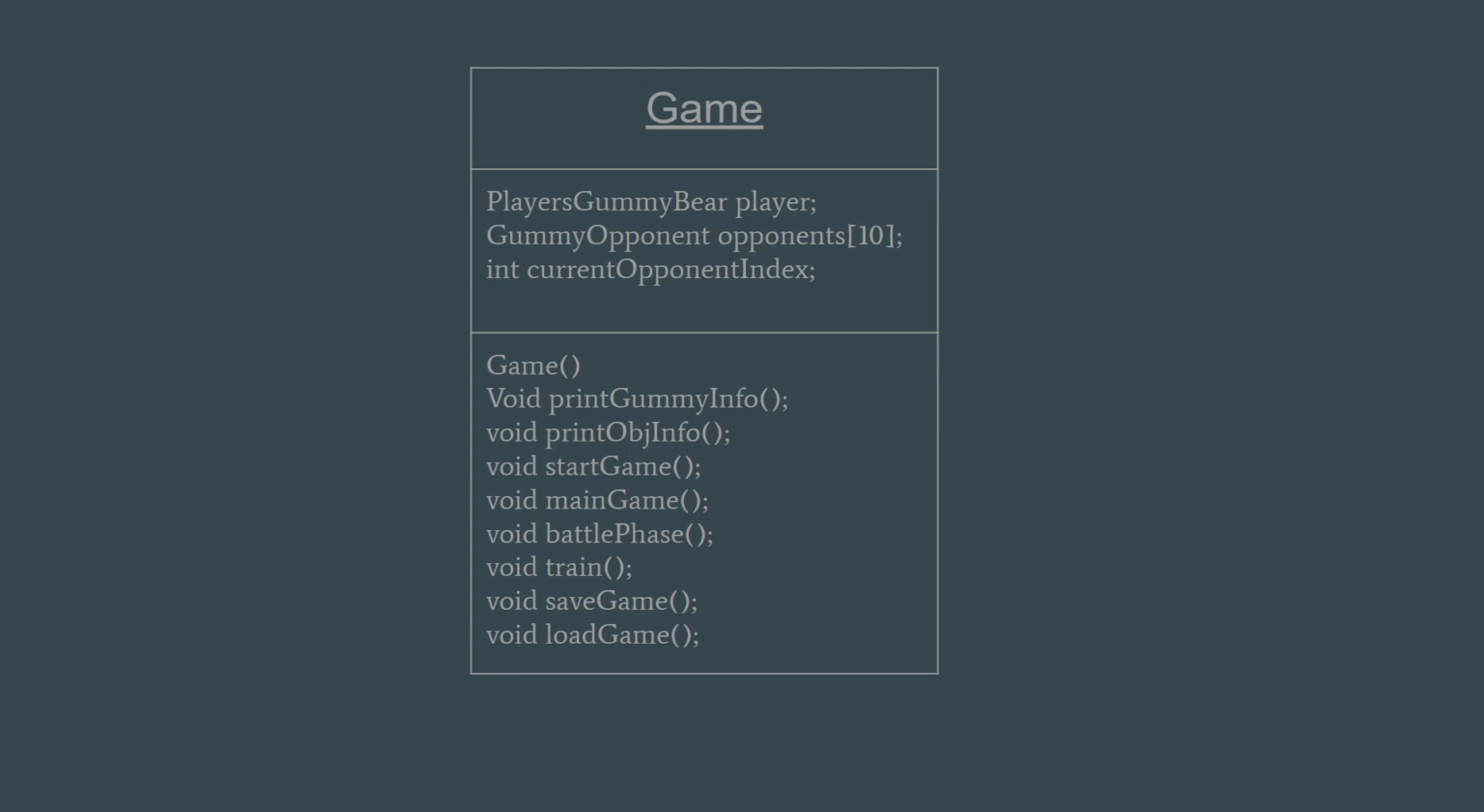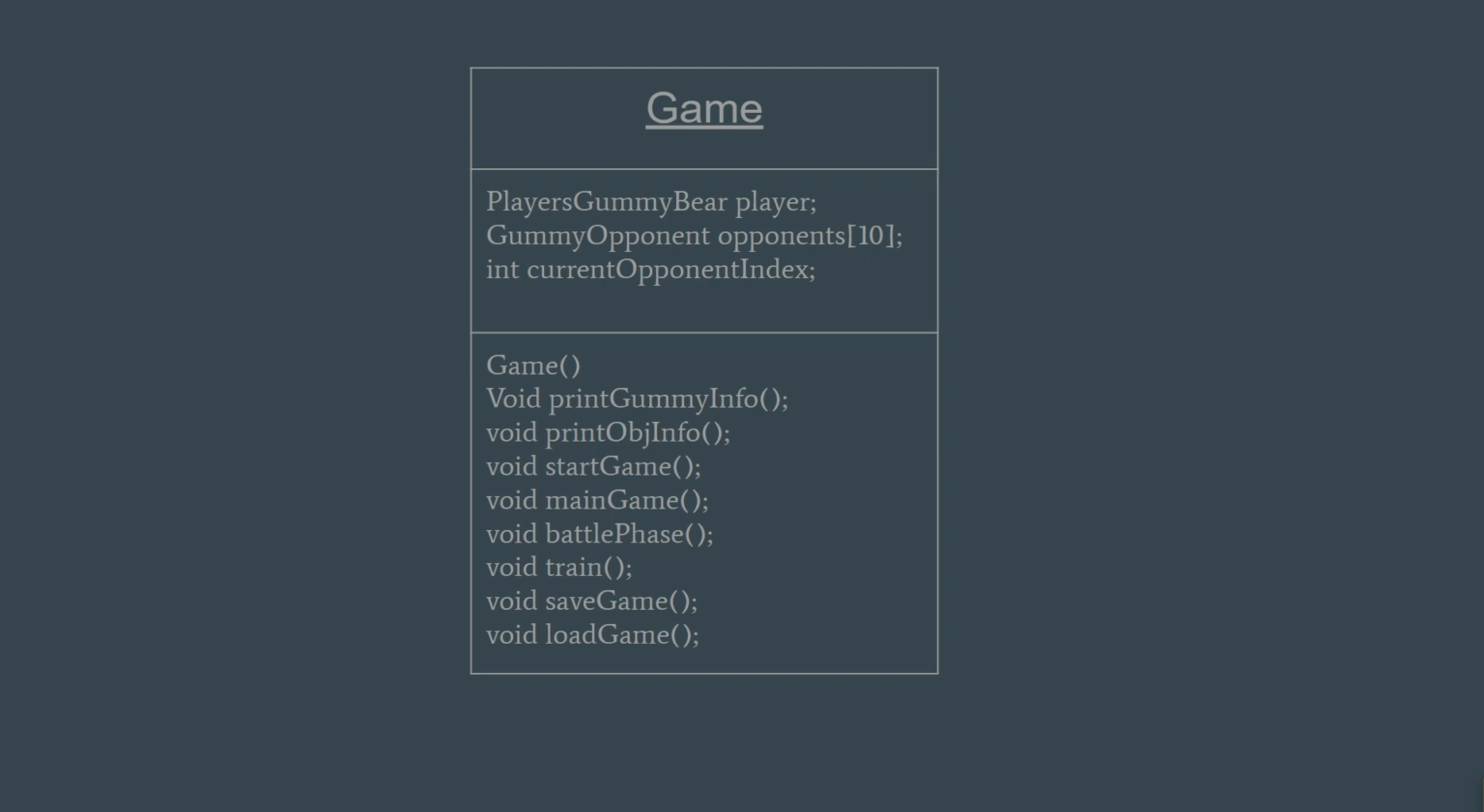My first class is my game class. This is where I included mostly all of the important functions for the program. The player, the gummy bear player, that's for something else. The gummy opponents is the array for the opponents I use for my battle system. And then the current opponent index also is used for the battle phase.